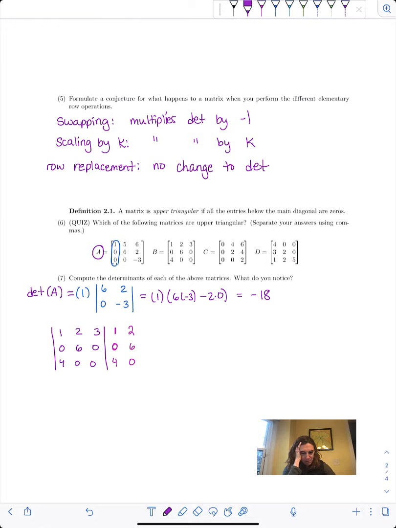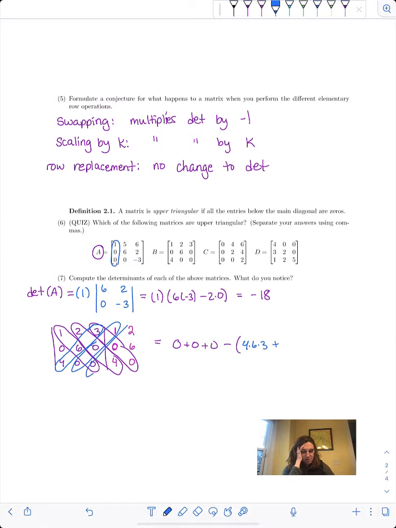And then we do a little crisscross. So we have this diagonal, which is 0. Oh, this one's 0 and that one's 0. So we get a 0 plus 0 plus 0 and then minus, and now we go the other way. We have that 4 times 6 times 3 and then 0 and 0.